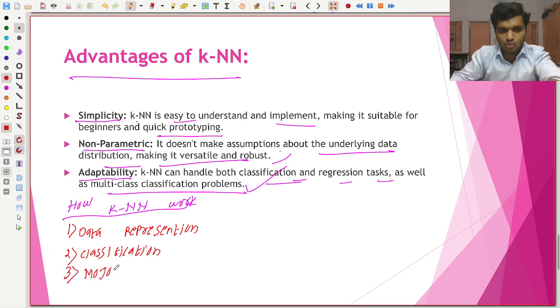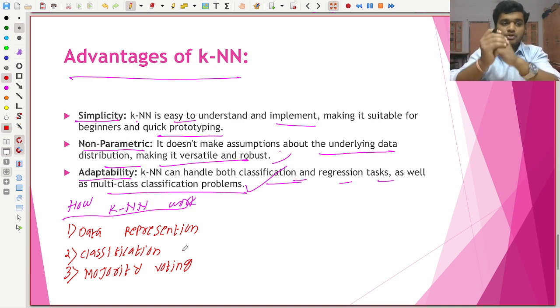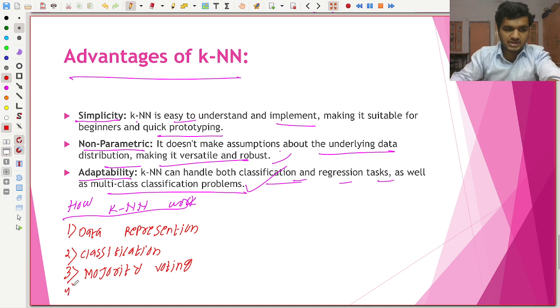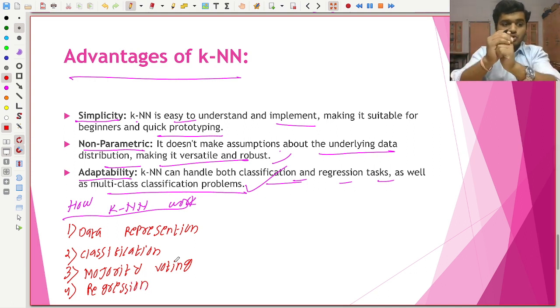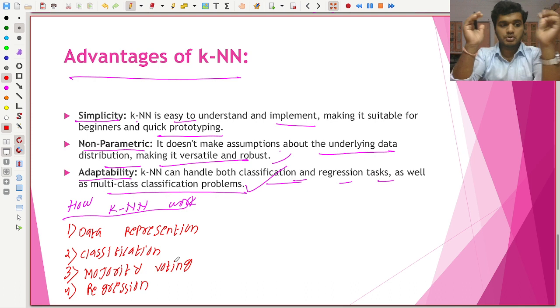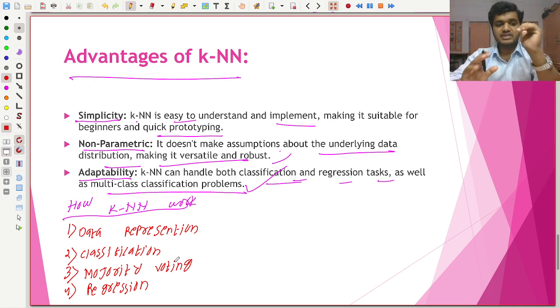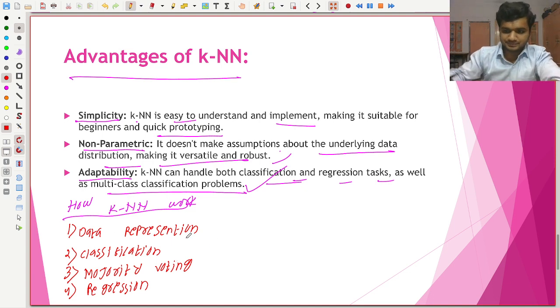So third one is majority voting. Okay. In classification, the class label of a new point is determined by the majority voting among its k nearest neighbors. Okay. And last one is your regression. In regression, the output value for the new point is computed as the average of the output values of its k nearest neighbors. Okay.